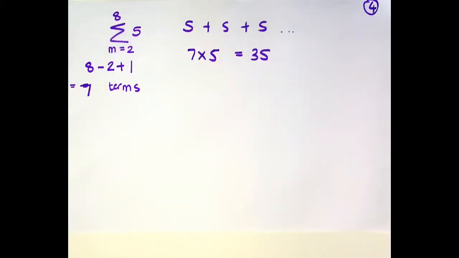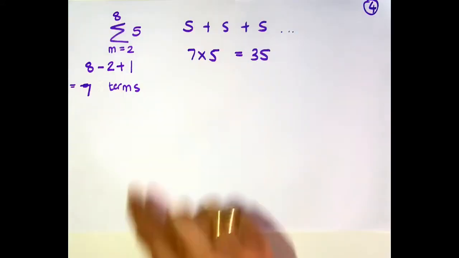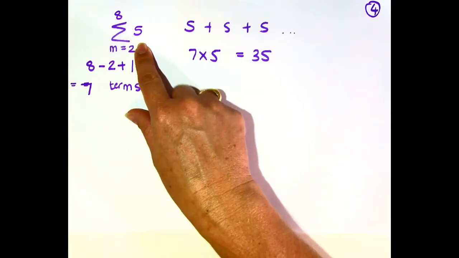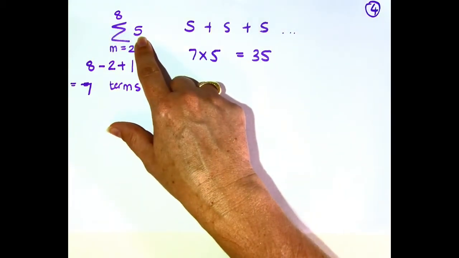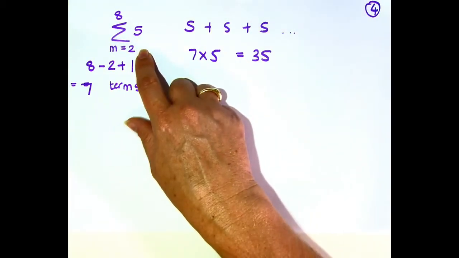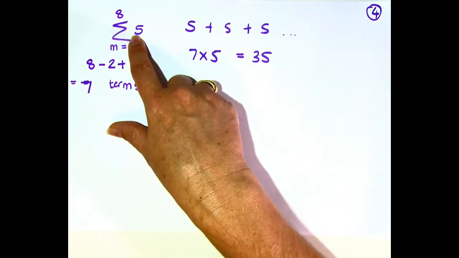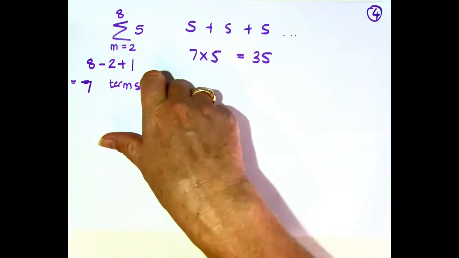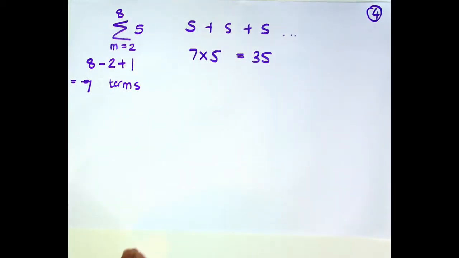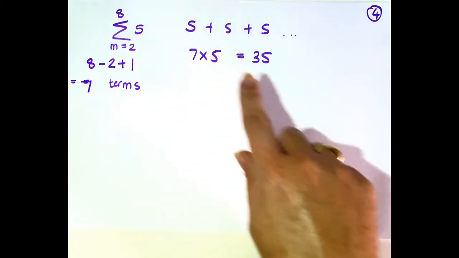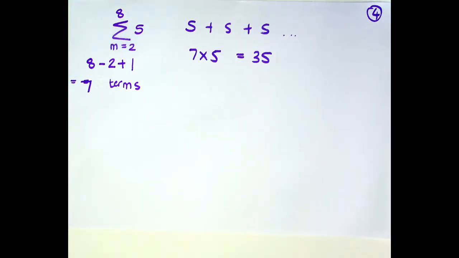When you get given a constant instead of a general term, or the constant is the general term, just remember all you've actually got to do is calculate how many terms there are in the series and multiply by what you get given there, because it means that every single term is 5. So if there's 7 terms, which is what we worked out, then it means I've got 7 lots of 5, so I just multiply to get my answer.